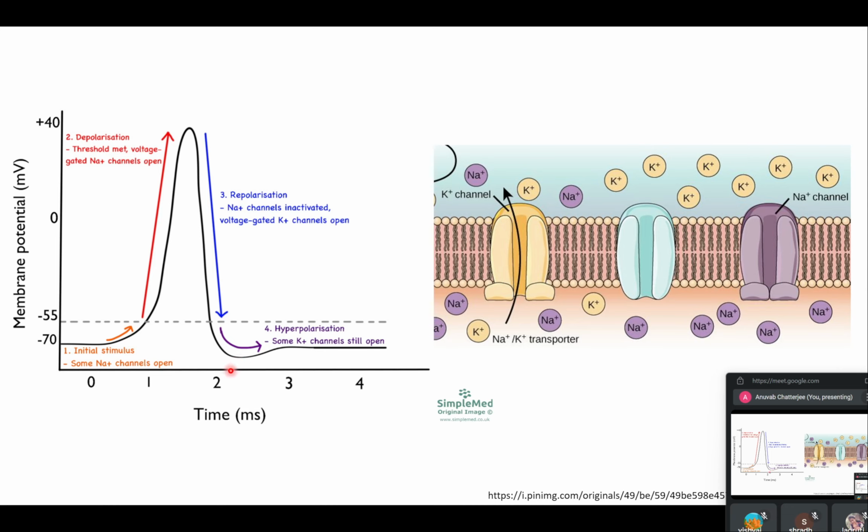So it dips down below, and then again the ATP, the sodium potassium pump, starts working overtime to maintain and bring back the original situation or the original resting potential back again. So this is how the entire process occurs. Any questions from this?